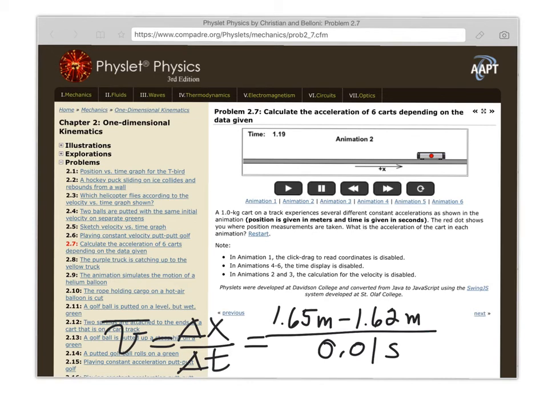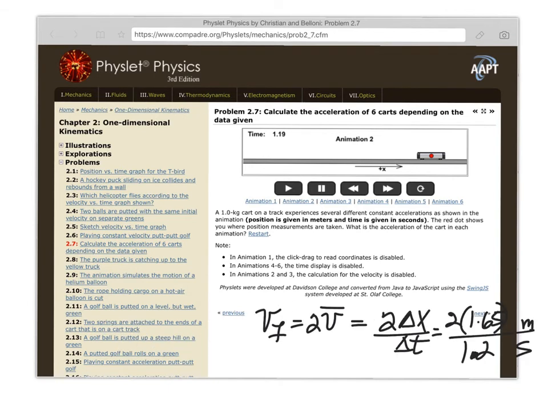So what did we calculate it to be? Let's go back and calculate it using the equations. Did you forget how to calculate it? So V final is twice the average, right? Given that V initial was 0. And so 2 times the average, delta x over delta t, or 2 times 1.65 meters over 1.2. And what does that give you? That gives you 2.75 meters per second.